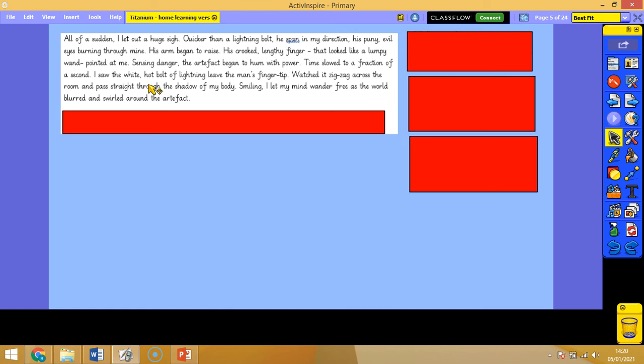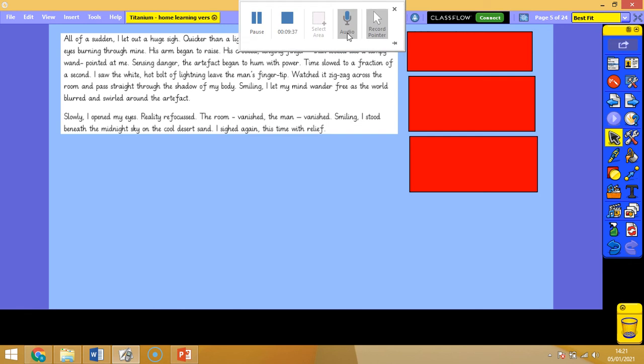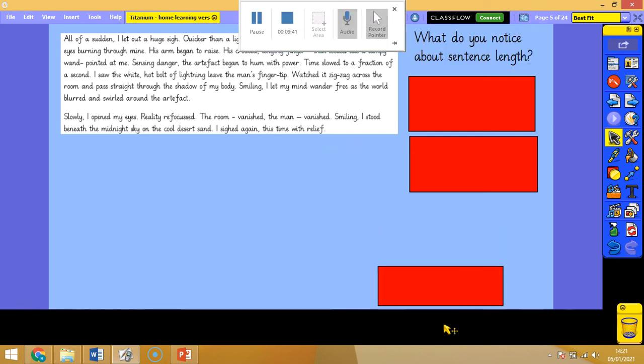I saw the white-hot bolt of lightning leave the man's fingertip, watched it zigzag across the room, and pass straight through the shadow of my body. Smiling, I let my mind wander free as the world blurred and swirled around the artifact. Slowly, I opened my eyes. Reality refocused. The room vanished. The man vanished. Smiling, I stood beneath the midnight sky on the cool desert sand. I sighed again, this time with relief.